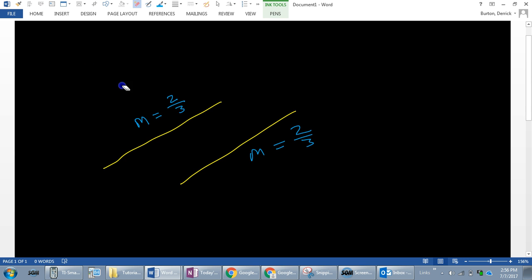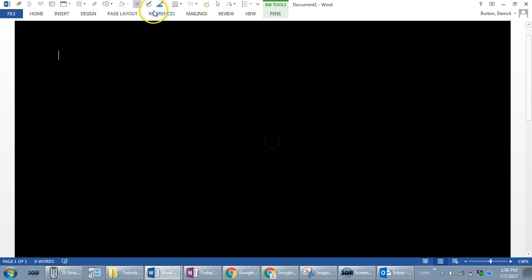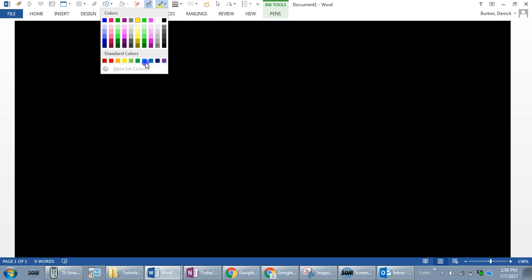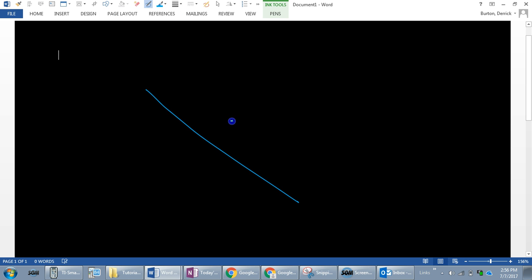Now let's talk about perpendicular lines. Okay, perpendicular lines go like this. We'll have the blue line and we'll have the pink line. So they're going to be perpendicular if they meet at a 90-degree angle. Now, let's say the pink line has a slope of 2/3. Would you know what the slope of the blue line is going to be?